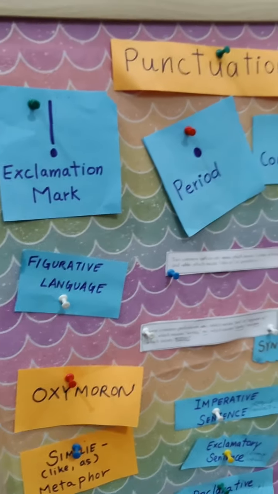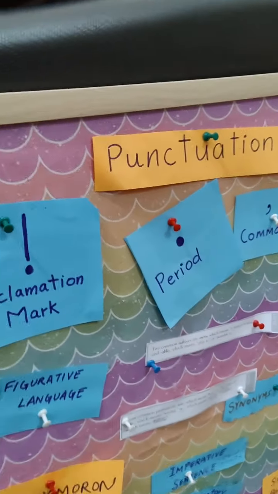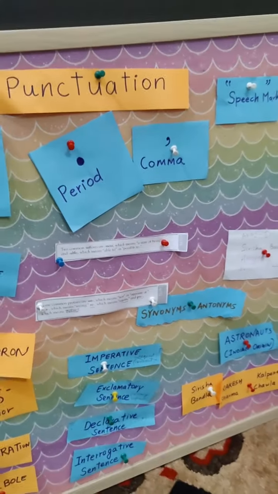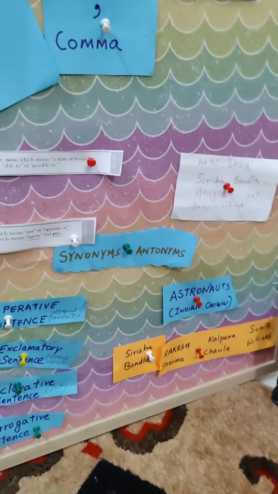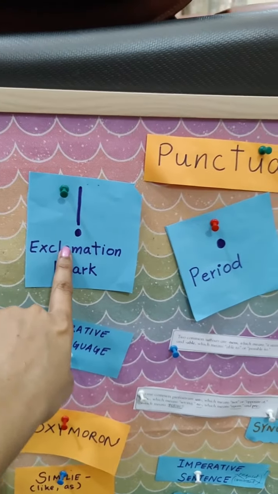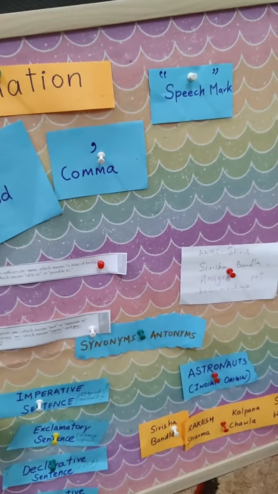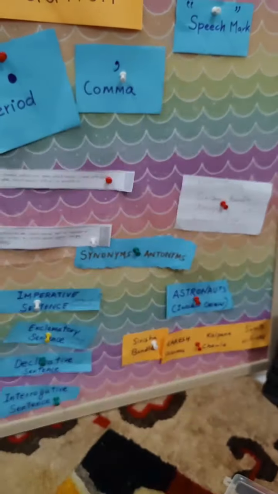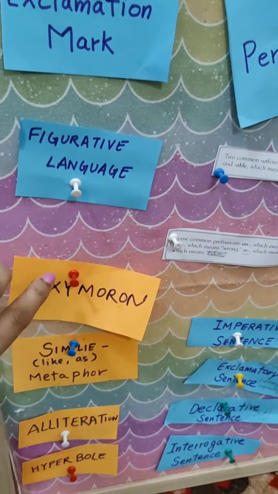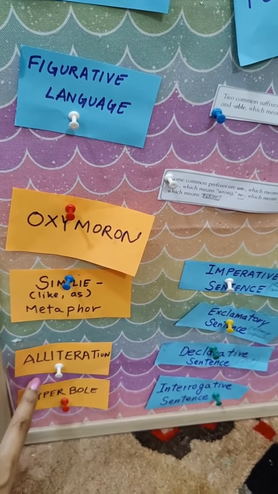As you can see, now the punctuation bulletin board is ready, and I'm just going to quickly walk you through the topics that I have added here, all the words that she needs to know. So here we're working on exclamation mark, this is period, this is comma, and this is speech mark. Speech mark is such an important topic, and I actually learned a lot from this book. Now it comes to figurative language, so she should know the terms oxymoron, simile, alliteration, hyperbole.